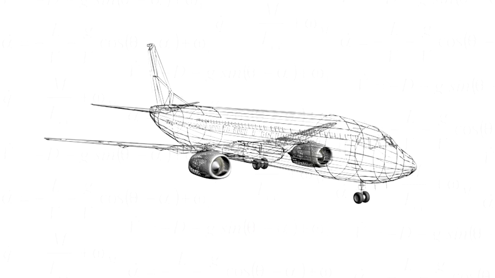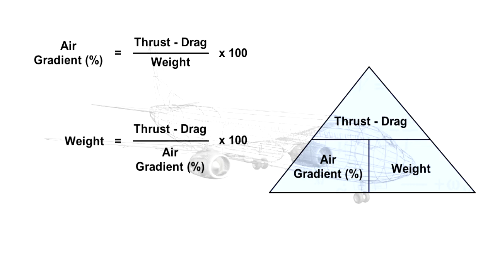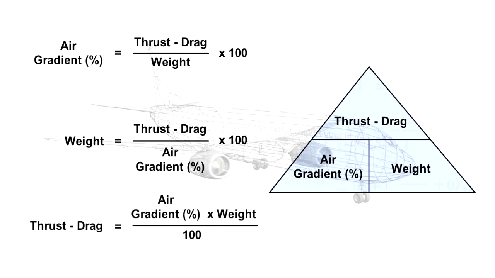The last part of this lesson will deal briefly with some of the formulae you've seen so far, and how to rearrange them to suit various scenarios and questions. This first formula is the formula for the gradient of climb. The triangle on the right is a useful tool to help you rearrange the formula for any required situation. For example, if you are asked to calculate the weight, then the formula would be the thrust minus the drag over the gradient. Or, if you needed to calculate the thrust minus the drag, in other words the excess thrust, then take the gradient and multiply it by the weight.